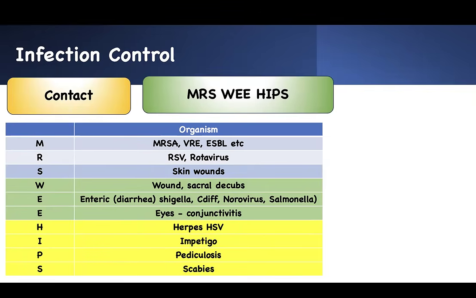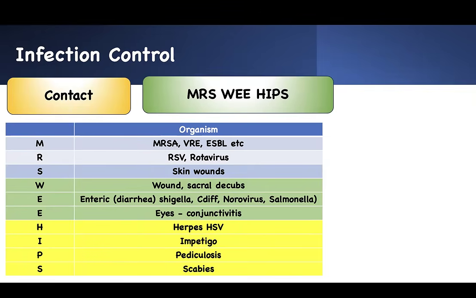RSV and rotavirus, the R and S is skin and wound. When they give you a question, the patient has a wound and you have no clue what kind of organism is causing the wound, assume it to be contact. That's why the W is the wound. Even a sacral decubitus ulcer is a contact precaution. E is the biggest. E is the biggest that I've heard from people.